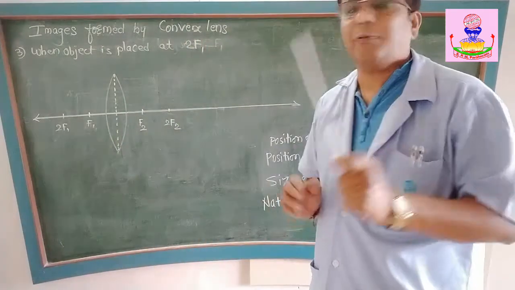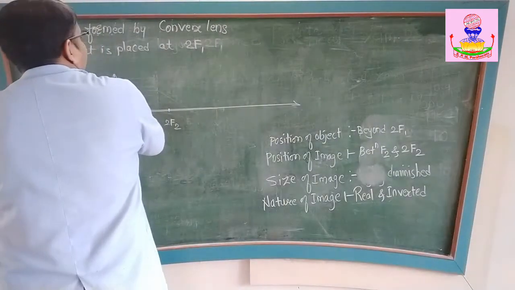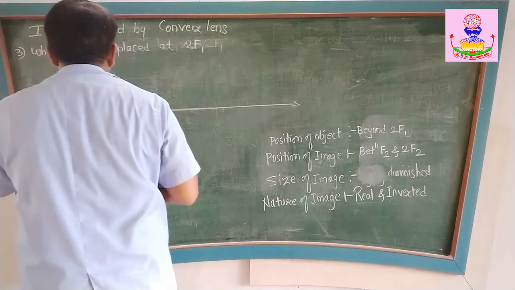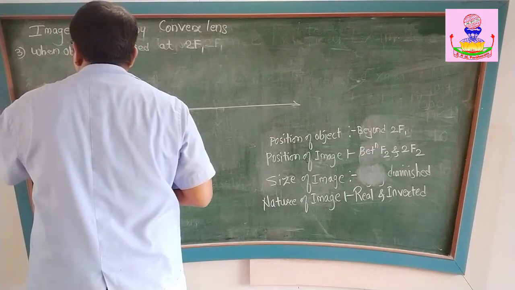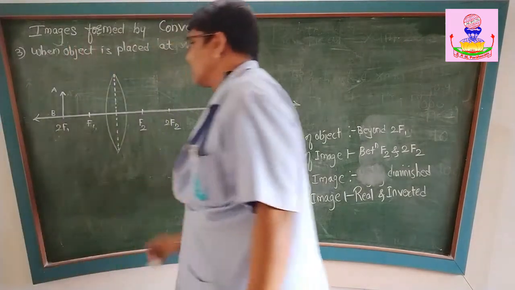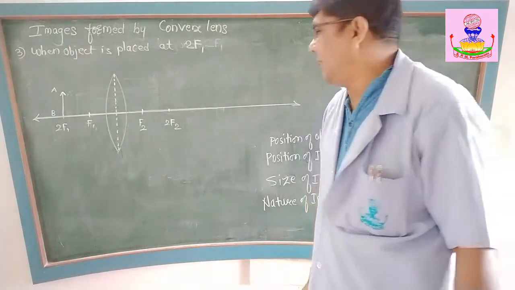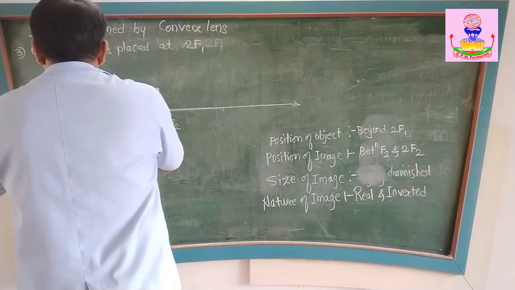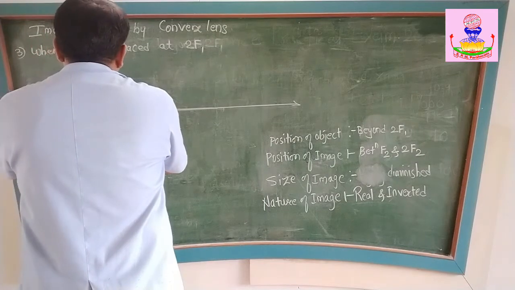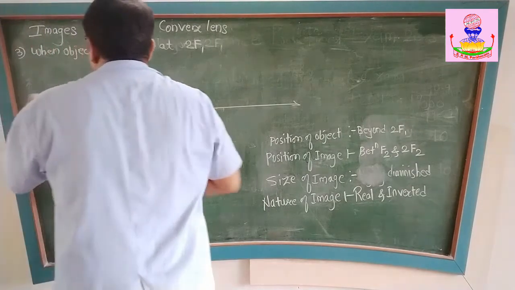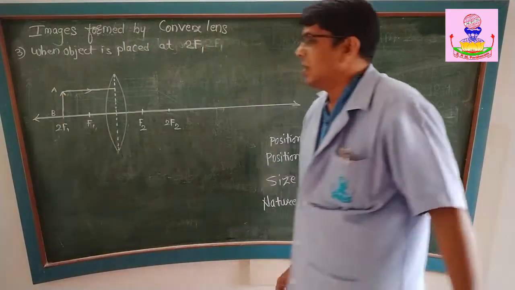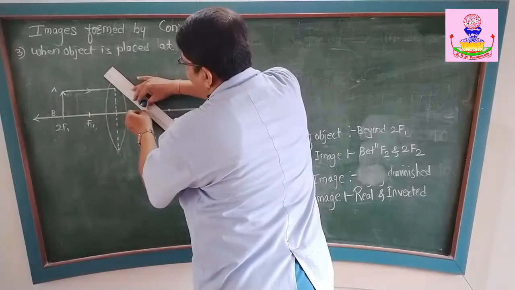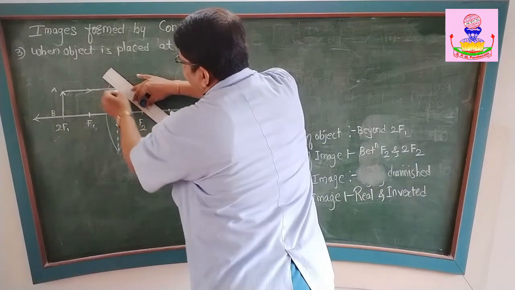Now the object is placed exactly at 2F1. See that the object is always perpendicular to the principal axis. So this is A, B. Okay. Now the first ray of light, parallel to the principal axis, incident on the convex lens, after refraction passes through focus. Yes, exactly.